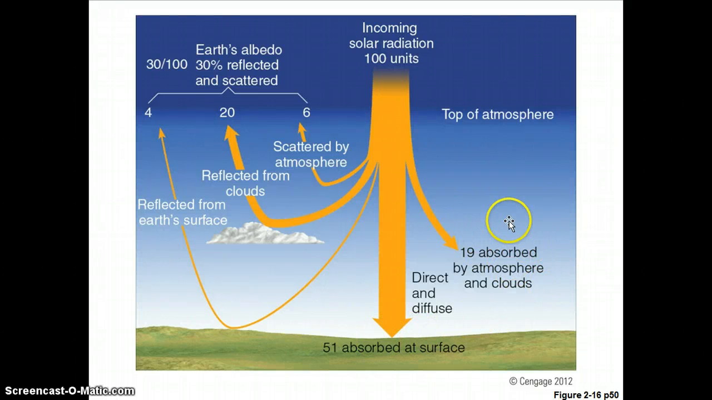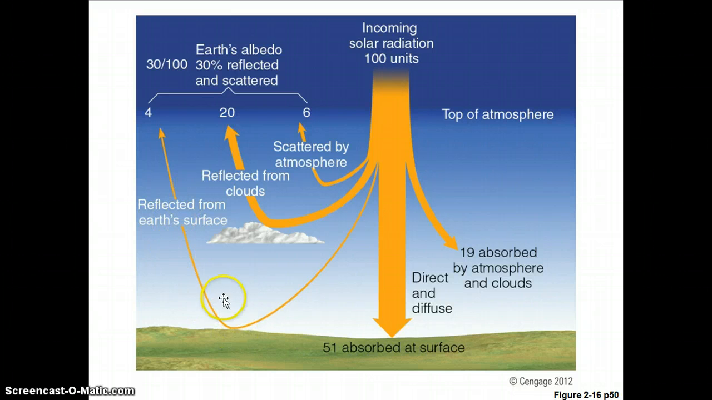About 19% is absorbed by the atmosphere and by clouds. So water vapor and carbon dioxide are absorbing about 19% of that. The remaining 30% is either reflected back into space or scattered throughout the atmosphere. And the word we use to describe reflected energy is albedo. The tops of clouds that are bright white reflect a lot of energy. We'd say it has a high albedo.